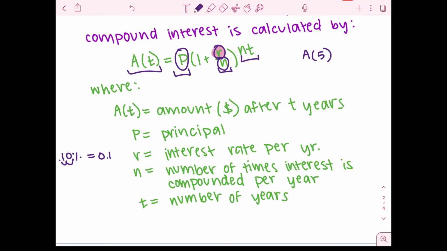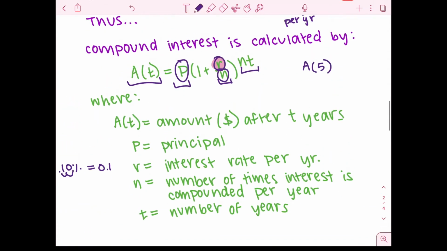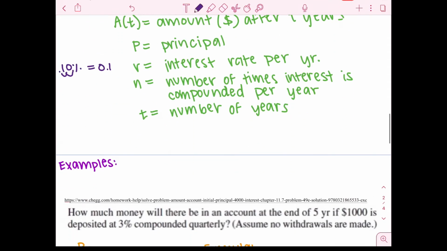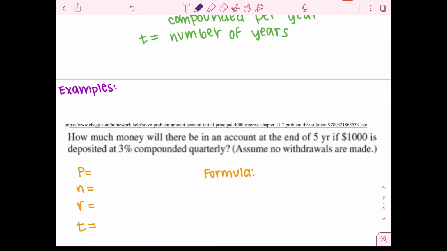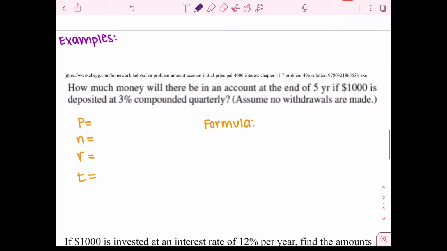Okay, so we have finished with our lesson. Now we're going to do some examples just to kind of revise these topics. So I took this problem from the internet. If you want to go check it out, here is the link that you can use.